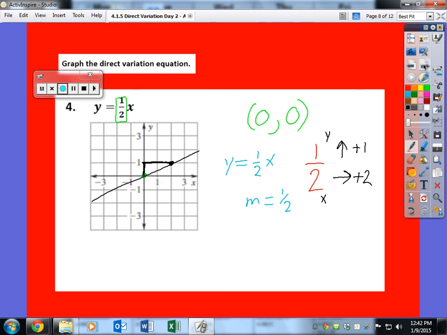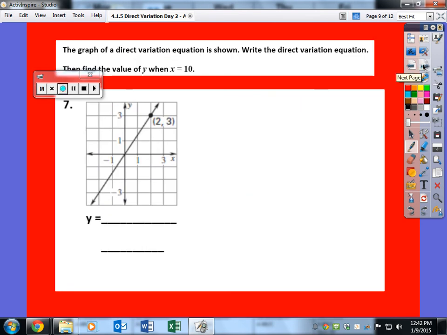There's number 4. And here's 7. You have to make sure that you read through and understand exactly what you're being asked to do here. The graph of a direct variation is shown. Write the direct variation equation, so that would be here, and then find the value of y. So y equals what if x equals 10?